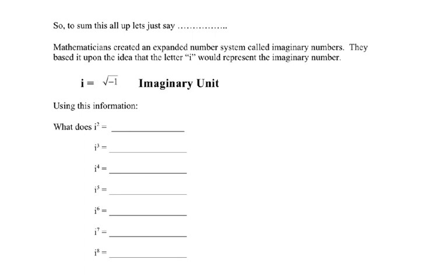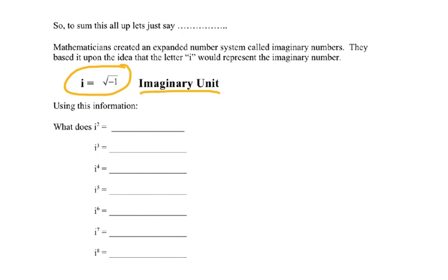So let's take a look at what this is all about. Mathematicians created an expanded number system, and they called it the imaginary numbers. They based it upon the idea that the letter i would represent what we call the imaginary number. Take a look. I told you earlier, i is going to equal the square root of -1. We call that the imaginary unit. Using that information, I want to go through a few things with you so that you know what they equal. Like, for example, i squared.